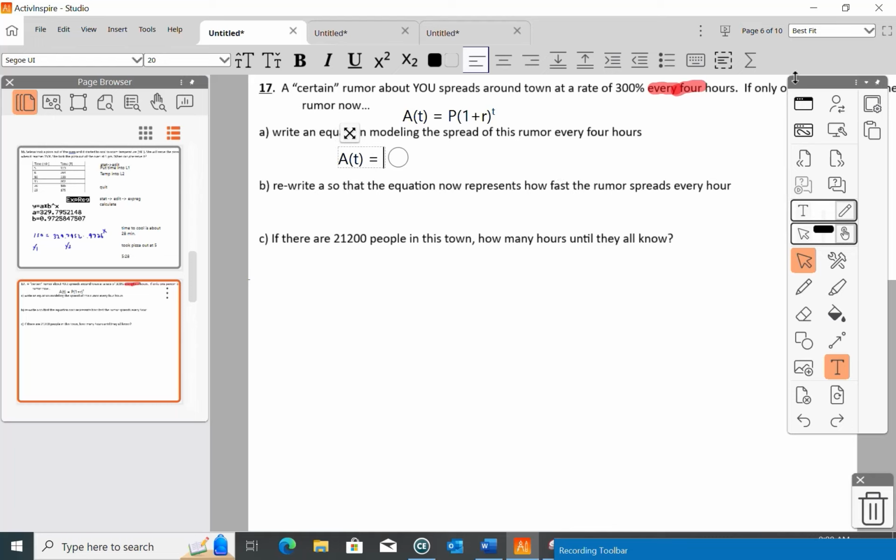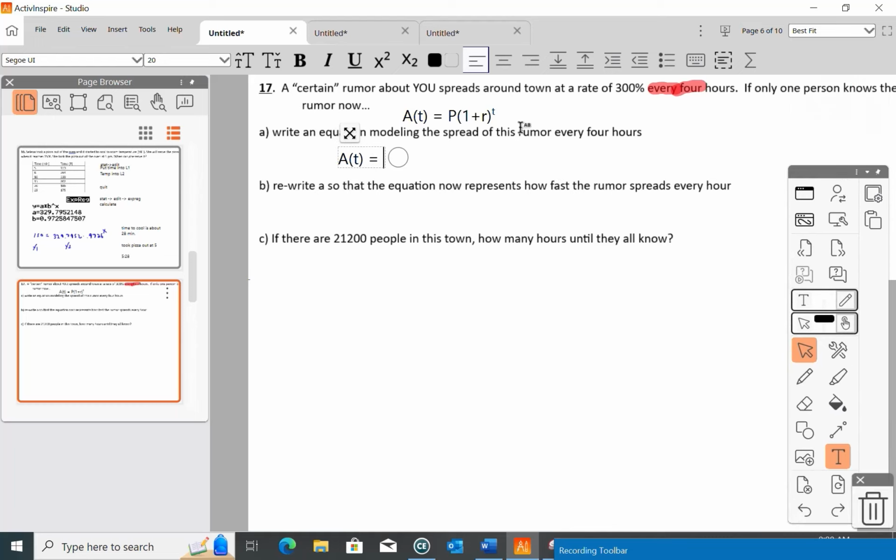How many people currently know this rumor? One person knows the rumor. Principal's 1. 300%, that's pretty impressive. That's 3 as a decimal. The exponent becomes t over 4. All right.